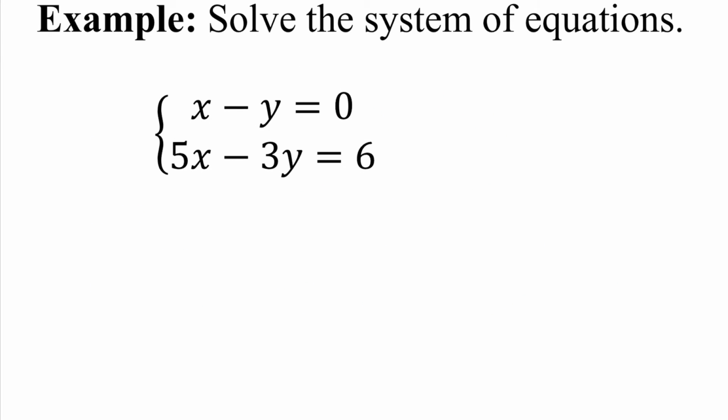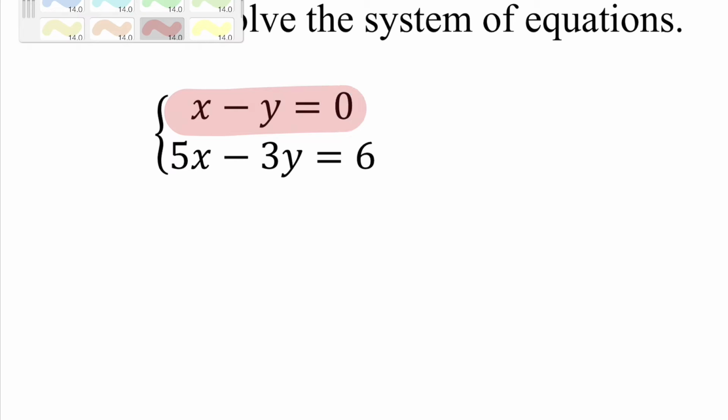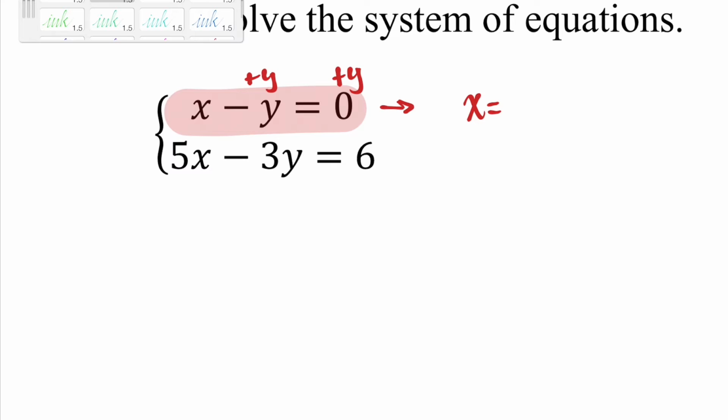So here's an example. I see on the top equation that the x and y don't have any coefficients. So that's what I'm going to try to solve for. And it looks like I could just add y to both sides and then have x completely by itself. And then of course 0 plus y is just y, so then I actually have both of them by themselves. So x is equal to y.